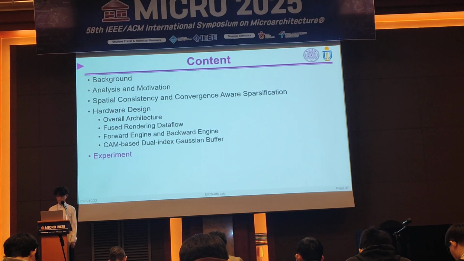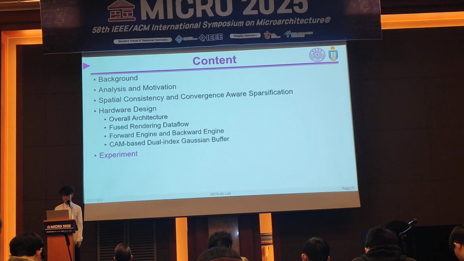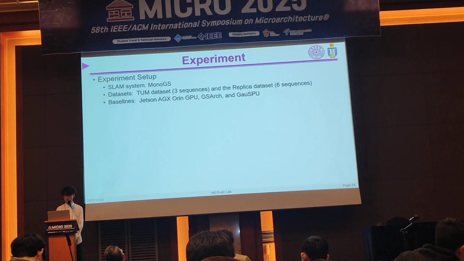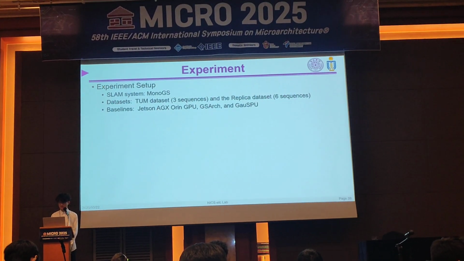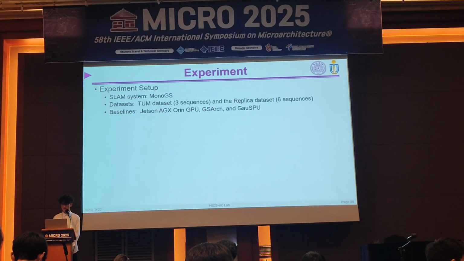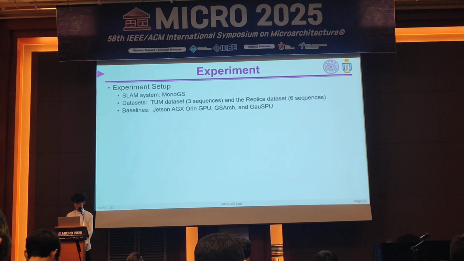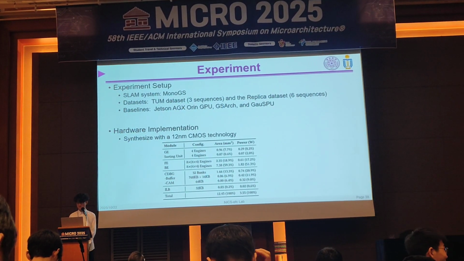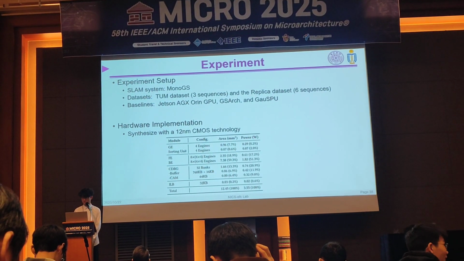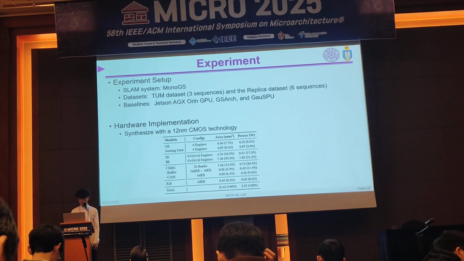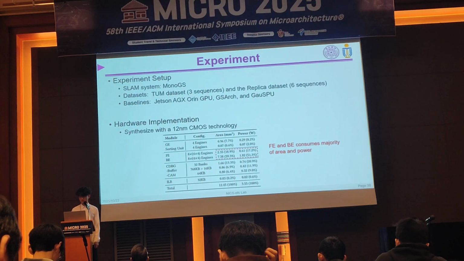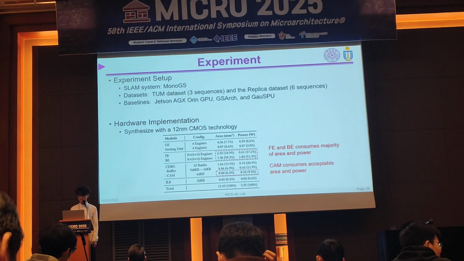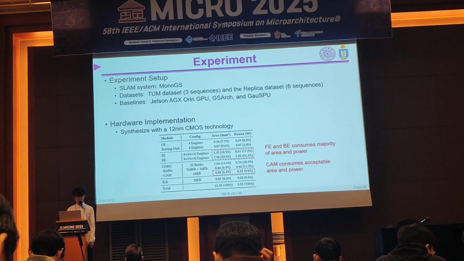And finally, let's move on to the experimental evaluation of REACT3D. For our experiment setup, we integrated the performance simulator of our accelerator into the model GSM system. For the hardware baseline, we compared with GSM-oriented GPU, GSR, and GPU online things. Our hardware was synthesized using a 12-nanometer CMOS technology. And as the table shows, the forward and backward engine consumes the majority of area and power as expected, and our CAM-based buffer consumes an acceptable portion of the resources.